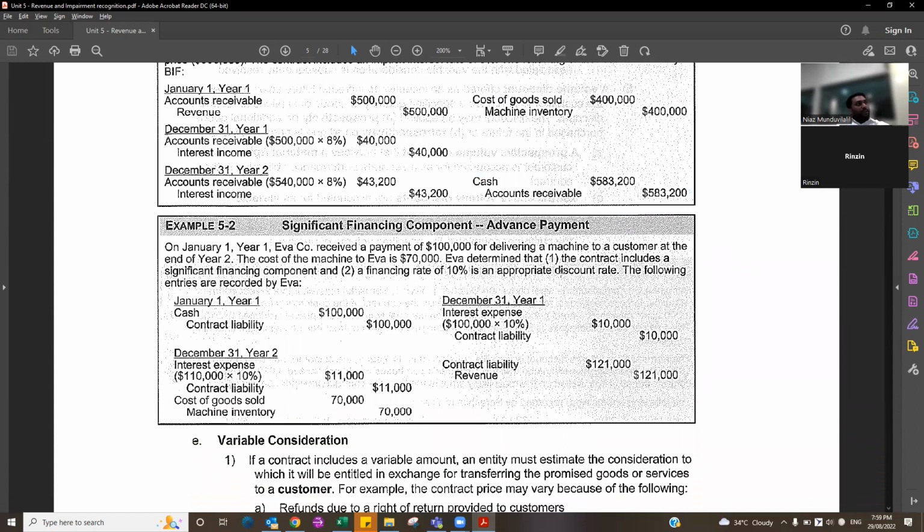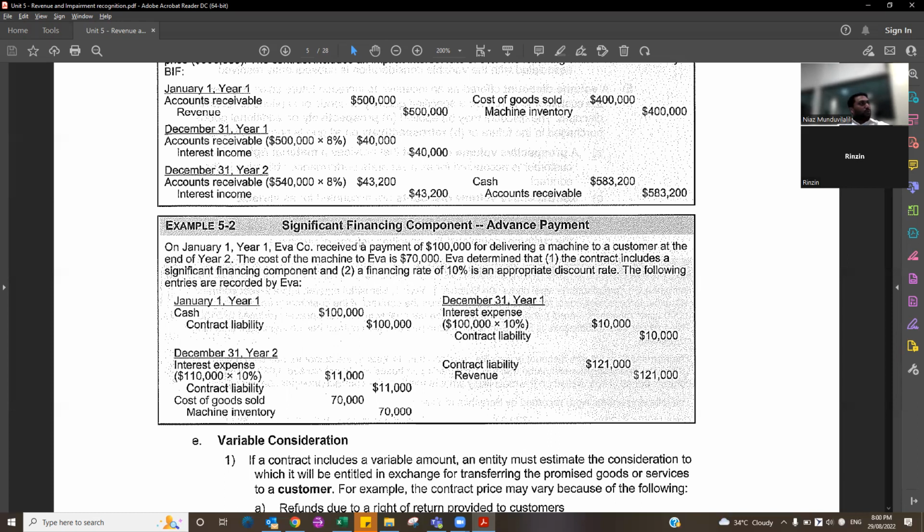Significant financing component, advance payment. If you are receiving an advance payment from your customer, how are you going to treat that? For example, on January 1st, year one, IVA company received a payment of 100,000 for delivering a machine to a customer at the end of year two. The cost of the machine is 70,000. IVA determined that the contract includes a significant financing component. A financing rate of 10% is an appropriate discount rate. What are your entries?